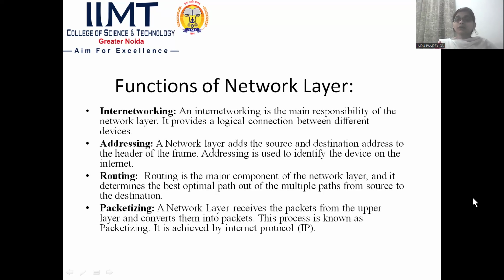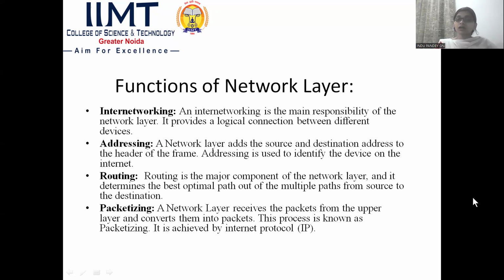What are the other different important functions of network layer? Internetworking. Internetworking is the main responsibility of the network layer. It provides logical connection between different devices. Internetworking is simply the interconnection between different devices in order to send data.